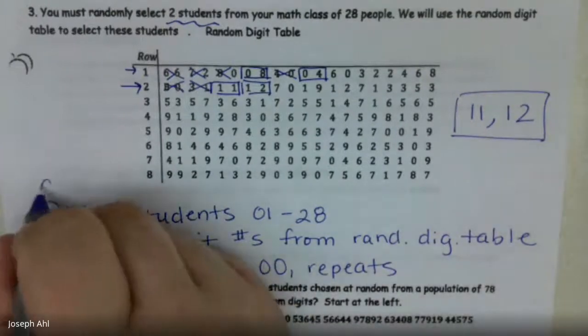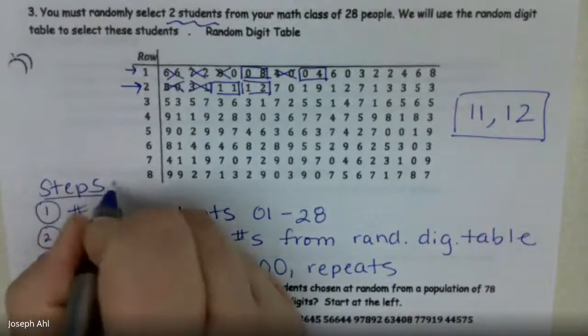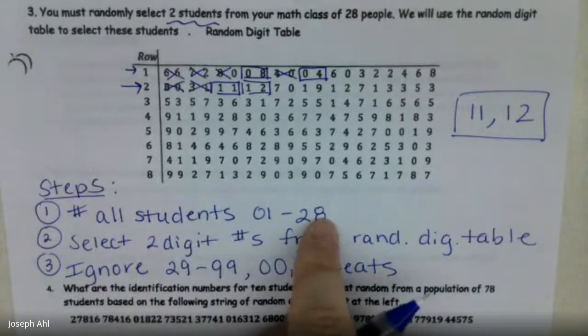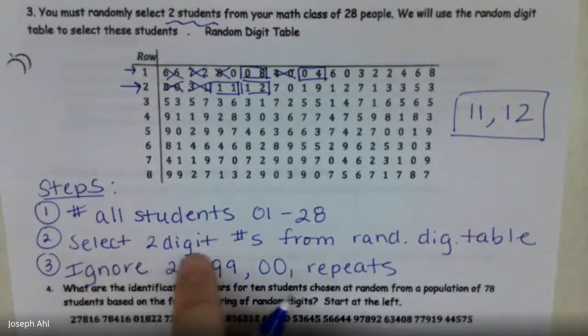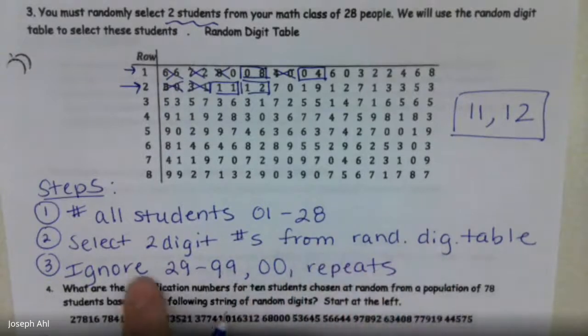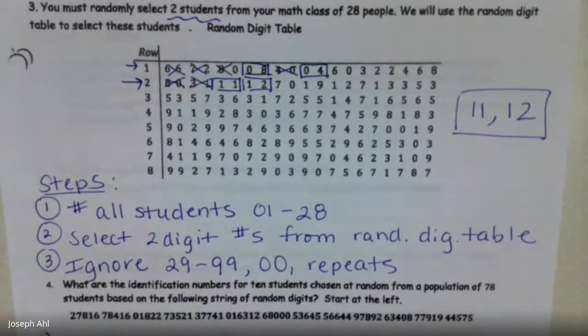But writing down these steps is a part of the process that you should include in terms of numbering the students. How are we doing that? Then saying that you're selecting 2-digit numbers from the table, and then finally writing which options we're going to ignore in the end. Okay, so that's something that we'll get used to as we do more practice.